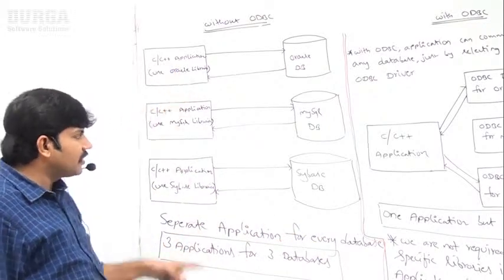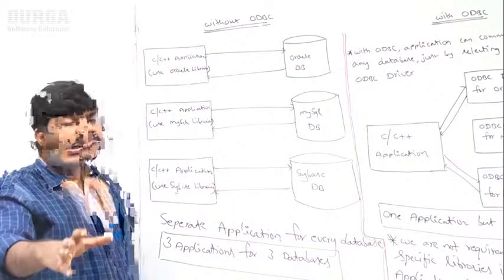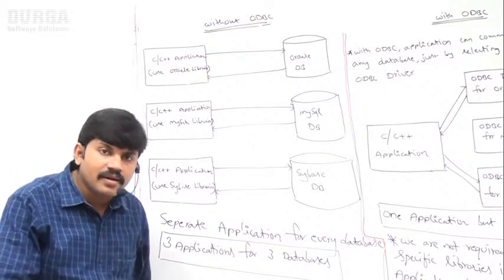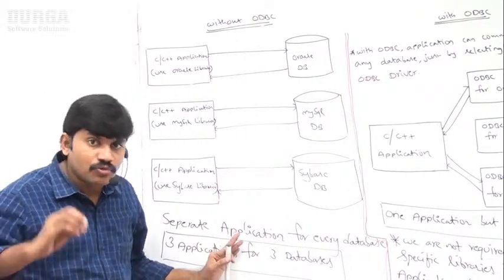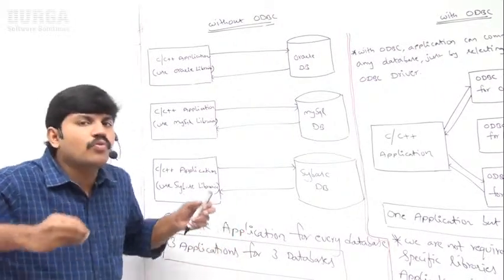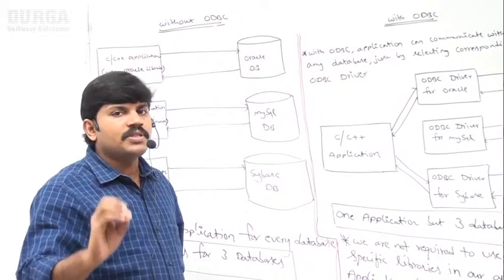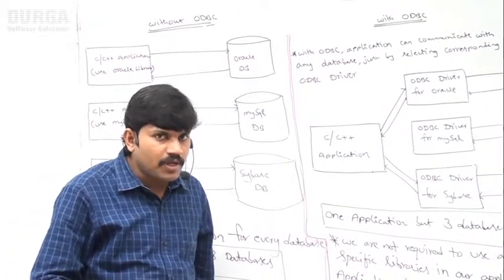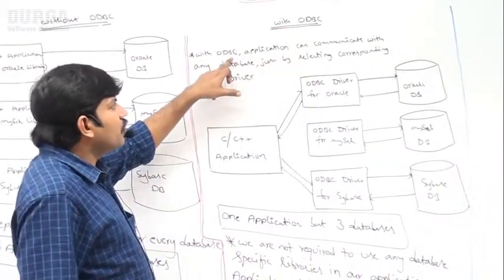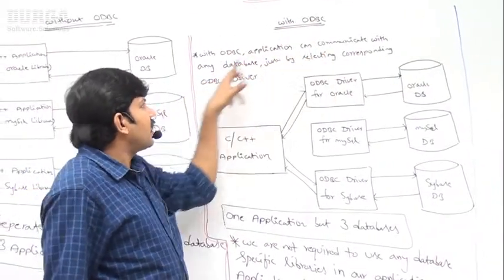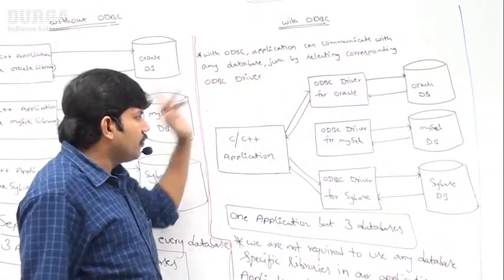Three applications for three databases, which is the worst in terms of maintenance. Because if 100 databases are there, 100 applications are required to maintain. It is very difficult, and maintenance is going to go down like anything. So to overcome that, we should go for the ODBC concept. Sir, the ODBC concept was introduced by Microsoft, right? With ODBC, how is the scenario? Just observe that. With ODBC, an application can communicate with any database just by selecting the corresponding ODBC driver.